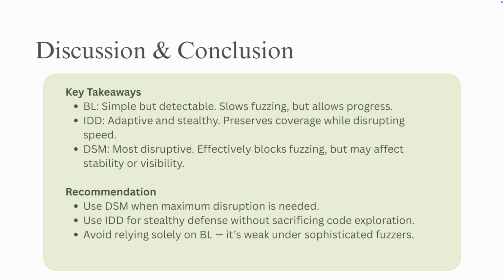Finally, let's review the trade-offs between the 3 counter-fuzzing strategies. So BL is the simplest. It just adds fixed delays. While it does slow the fuzzer, it is easy to detect and not very effective overall. In our experiment, execution speed dropped sharply, but fuzzing still continued.